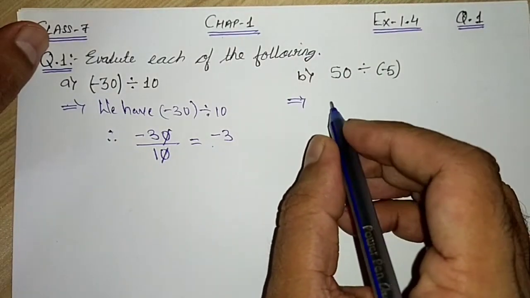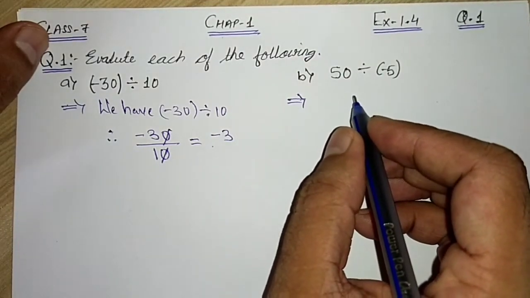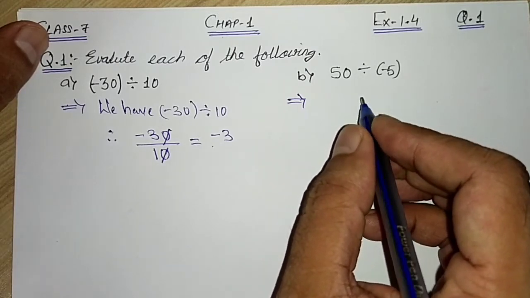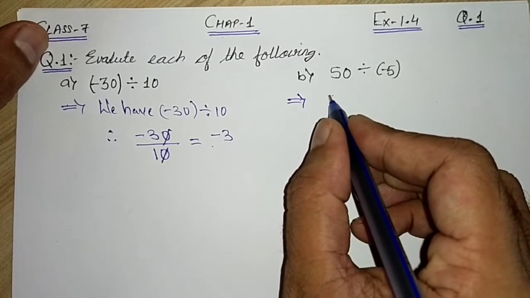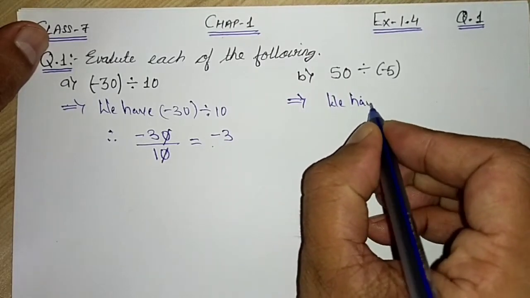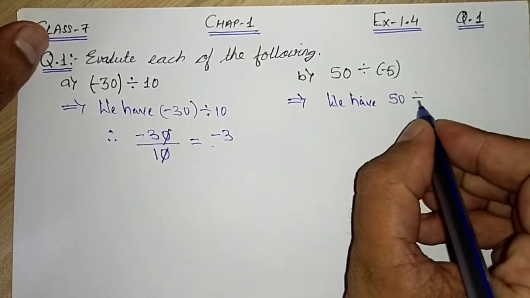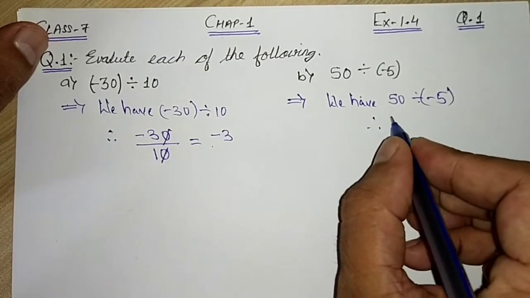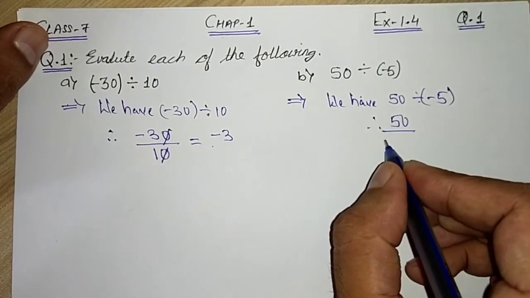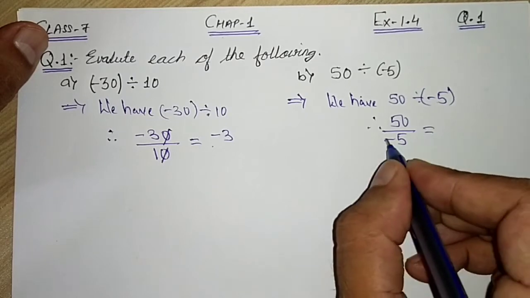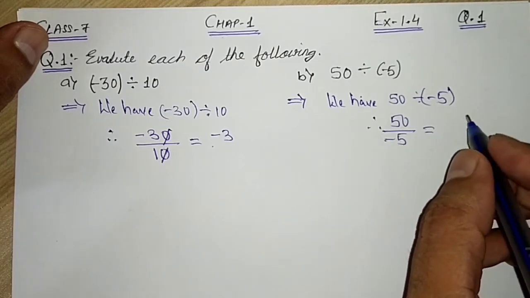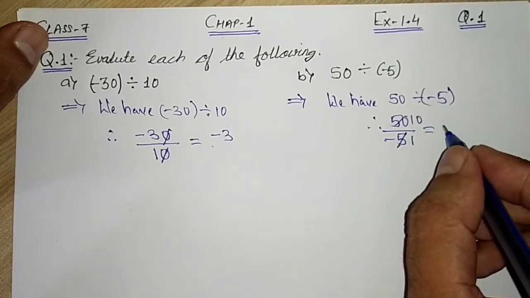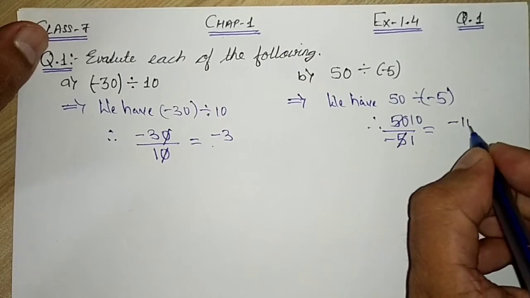Question number 1, part B. Students, it has 9 parts, if I am not wrong. We have 50 divided by minus 5. This minus 5 will eventually go in the numerator only. 5 ones are 5 and 5 tens are 50. So your answer will be minus 10.